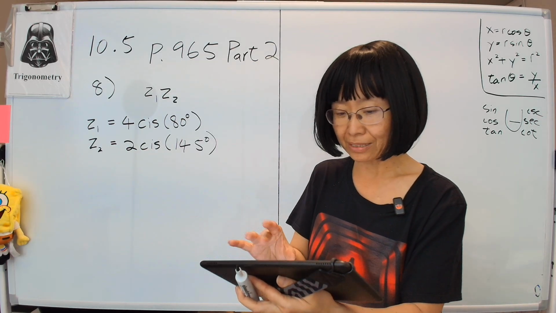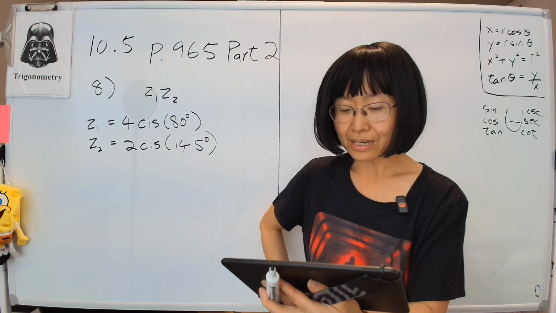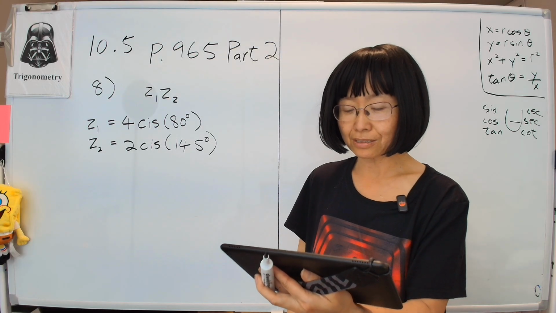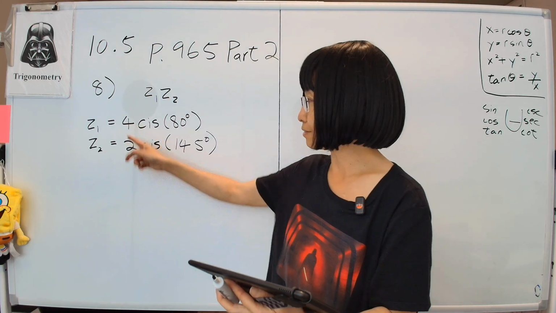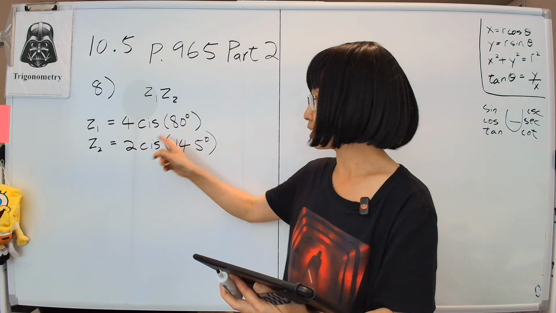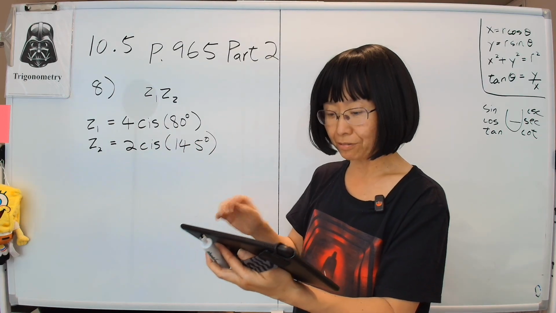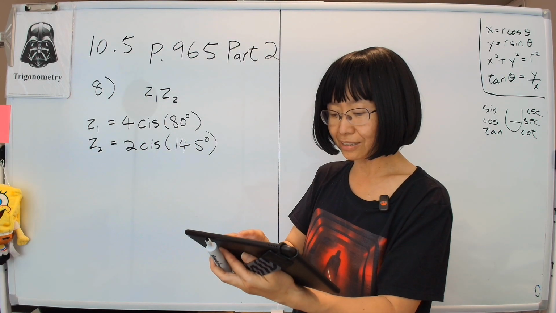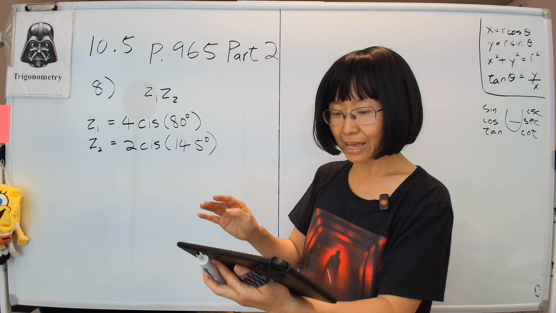Now the product is quite easy to do, in the sense that the rule is you multiply the r's together, and then you add up the angles. So with that knowledge, let's look at example 8.